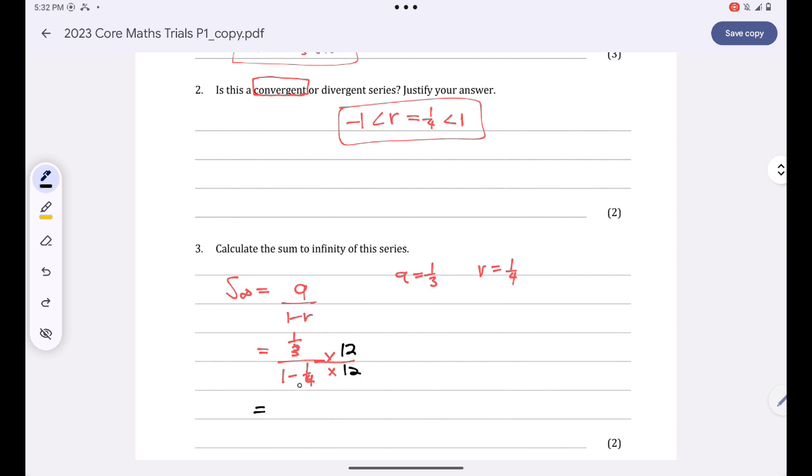At the top, I'll simply have 1 over 3 times 12. It will give me 4. And then 12 multiplied by 1, that's 12. 12 multiplied by 1 over 4, this will just give me 3. So the answer is just 4 over 9. The sum to infinity is equal to 4 over 9.